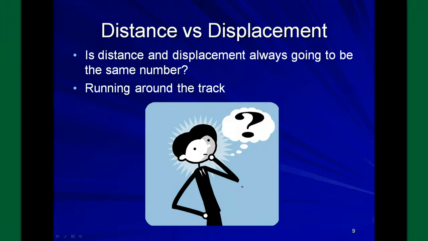Question for you. Think about this for just a minute. I'll pause the video. Are distance and displacement always going to be the same number? It has been so far in the examples we've done. Will distance and displacement always be the same number?